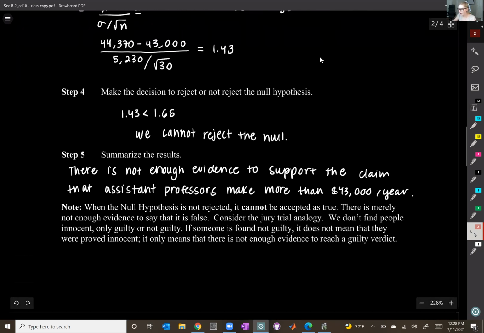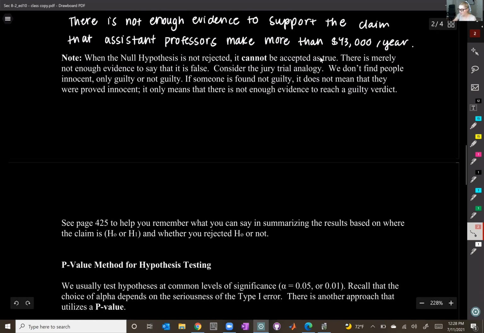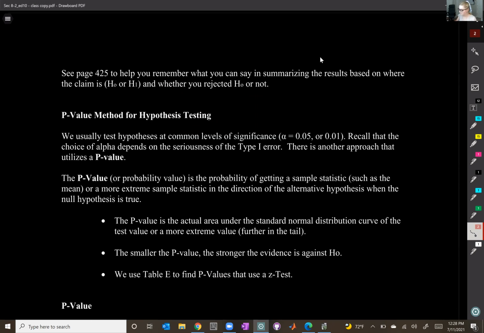But we're going to talk about a new method today, which is called the p-value method for hypothesis testing. Let's just get right into this. Like this says, we usually test hypotheses at common levels of significance. So we define that thing called alpha, which is your level of significance. Ones that we've used are 0.05 or 0.01. Recall that your choice of alpha depends on the seriousness of the type 1 error. When we defined the level of significance, we defined it in terms of the type 1 error. So based on how serious a type 1 error would be, you may want to choose your level of significance.